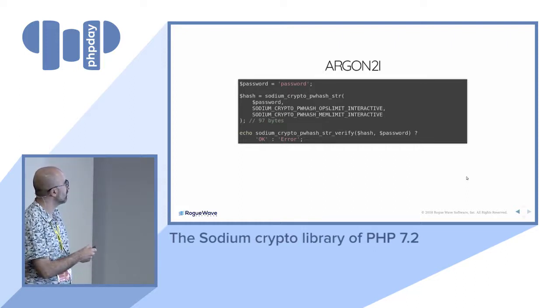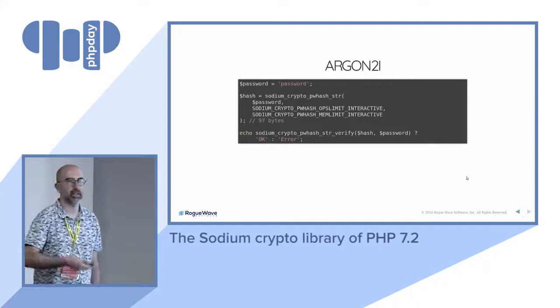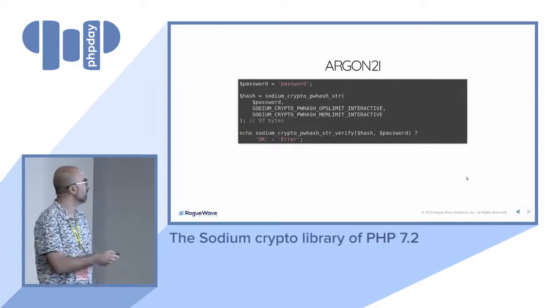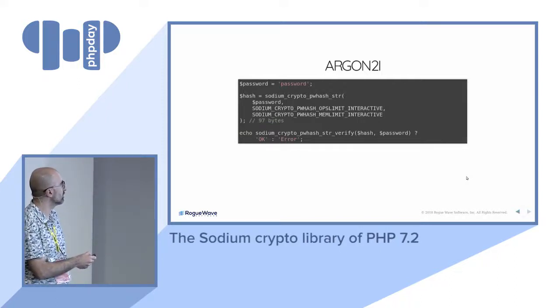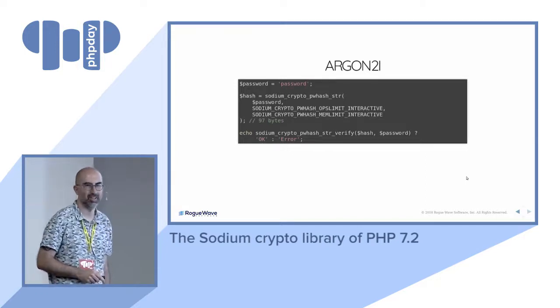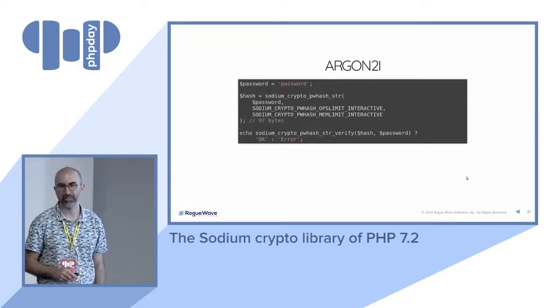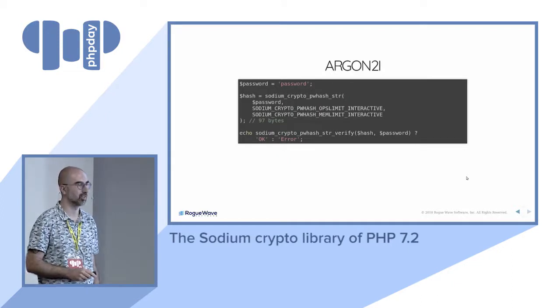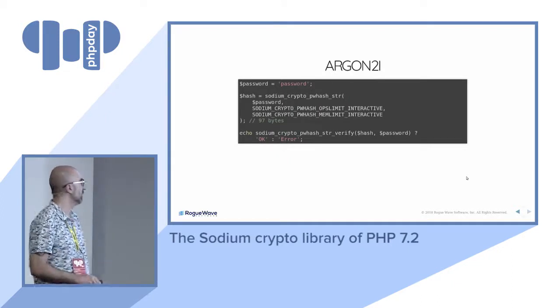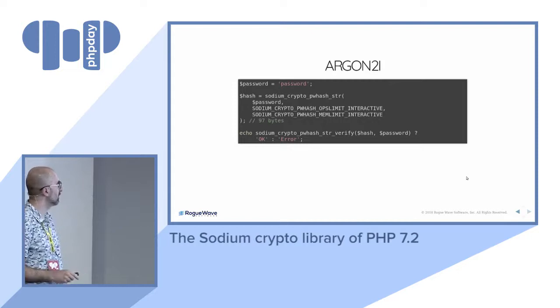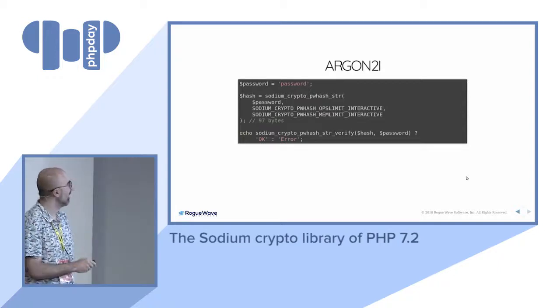So imagine that you have a password. You need to store this password in a database, whatever. You can just use this sodium_crypto_pwhash_str function. As usual, the naming of the Sodium functions is not so easy to remember because it's just a wrapper of the C implementation. But if you are a PHP developer, you are familiar with this problem.